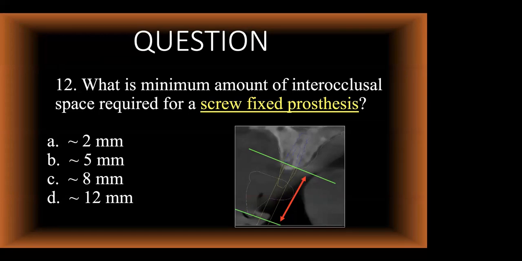Next question, what is the minimum amount of interocclusal space required for a screw retained fixed prosthesis? Approximately 2 millimeters, 5 millimeters, 8 millimeters, or 12 millimeters. Okay, so please, everyone pick A, B, C, or D.